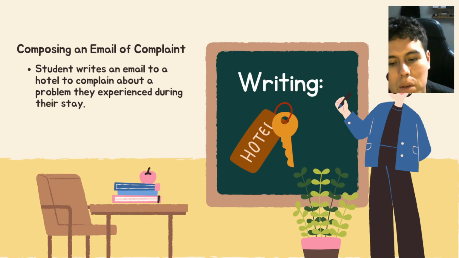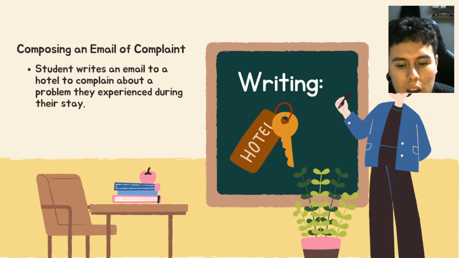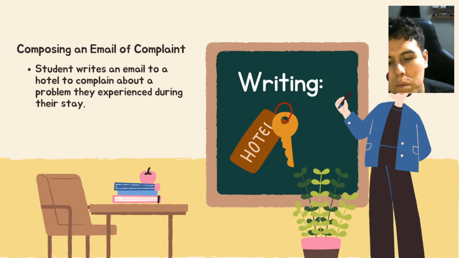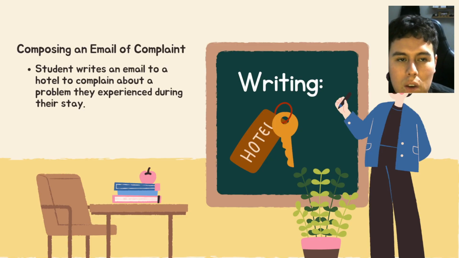The instructions are very simple. I just explain to the student that they have to imagine they recently stayed at a hotel and had a problem with their room's air conditioning. Then write an email to the hotel manager to complain about the issue. In your email you must include your name, a clear description of the problem, the days of your stay, and what you would like the hotel to do to resolve the issue. The expected outcome is that the email is well structured and grammatically correct.